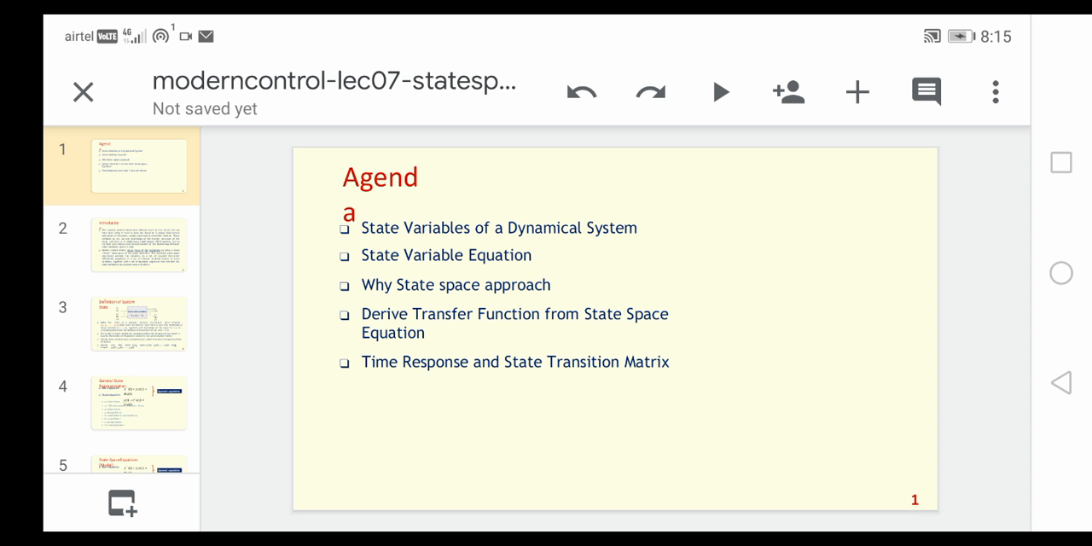What is a state transition matrix? How are we going to find the state transition matrix? What are the properties of the state transition matrix? This is the main agenda of this lecture. Here we are going to define first what is the state, what are the state variables, what is the state equation, what is the output equation, why we use state equations, and how we convert the transfer function to state space. Then what is the time response and state transition matrix, what are its properties, and problems and examples also.